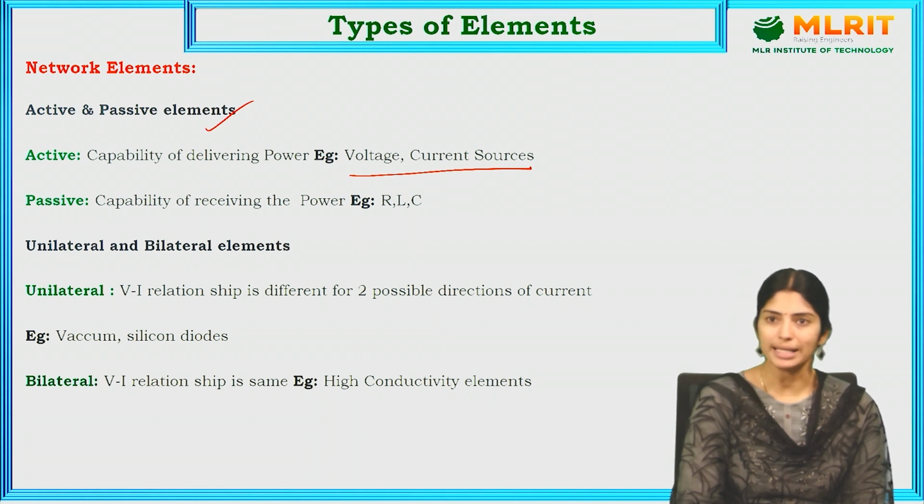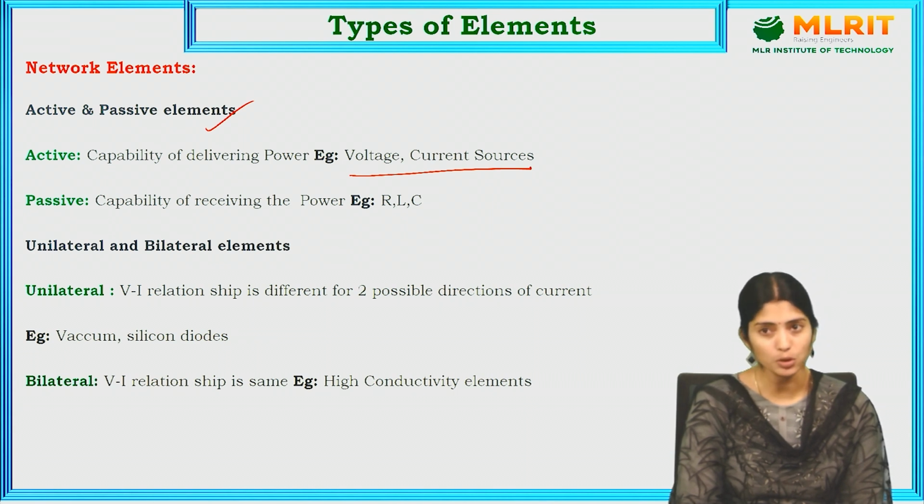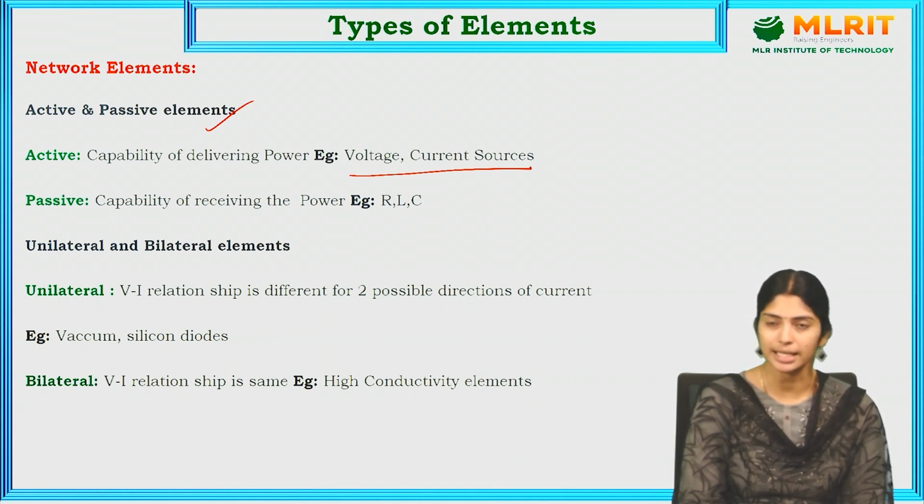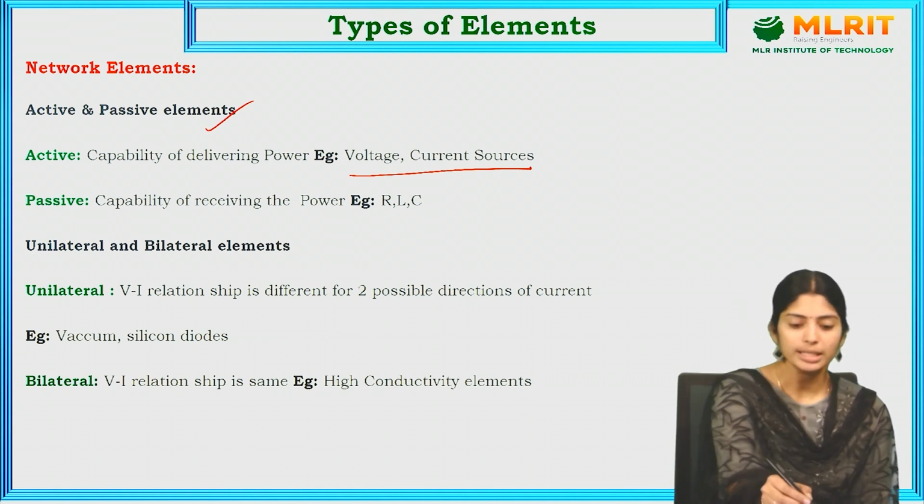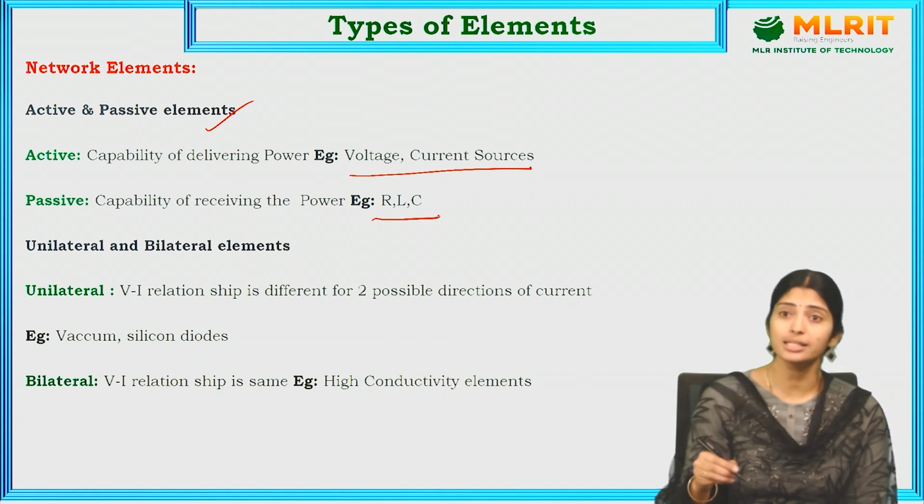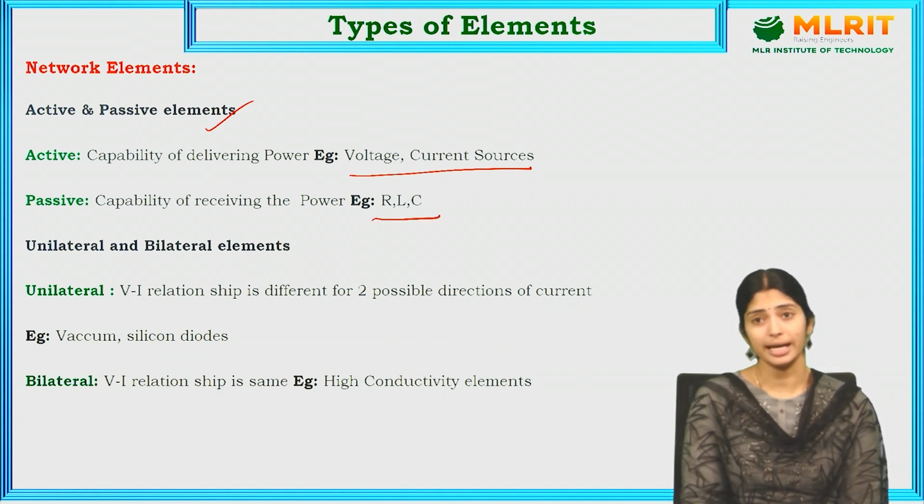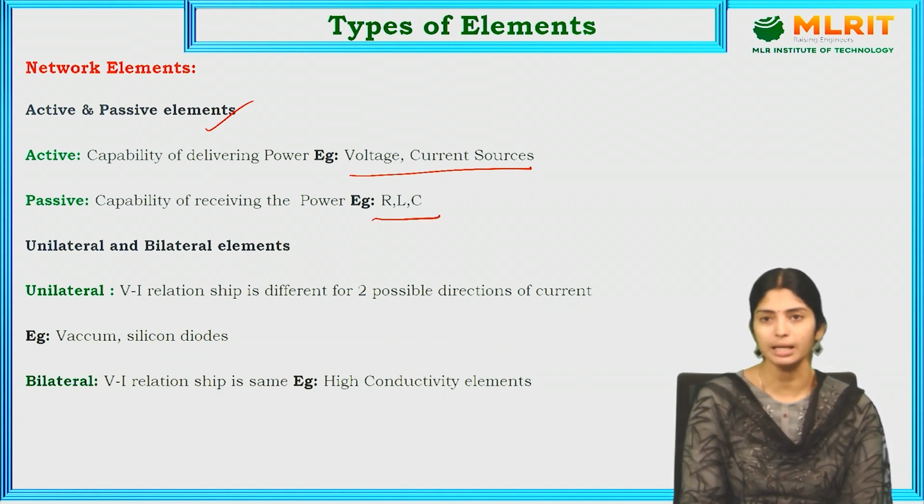Next, coming to the passive elements, the elements which have the capability of receiving the power are called passive elements. Examples of passive elements are inductors and capacitors. So inductors, capacitors, resistors, all these are passive elements. They have the capability of receiving the power.